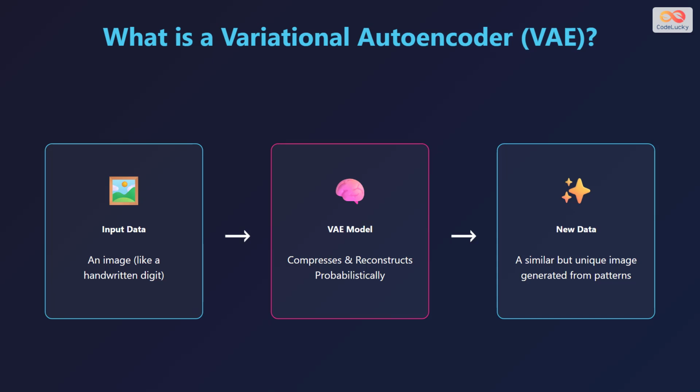So, what exactly is a VAE? At a high level, it is a type of neural network that learns to compress data, like an image, into a small representation, and then reconstruct it back to the original. But unlike standard compression, VAEs learn the probability distribution of the data. This allows them to not just copy images, but to create brand new variations that look similar to the training data.